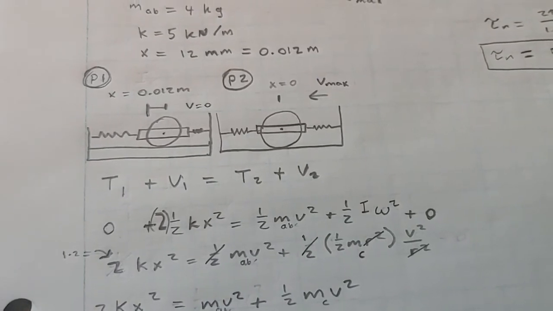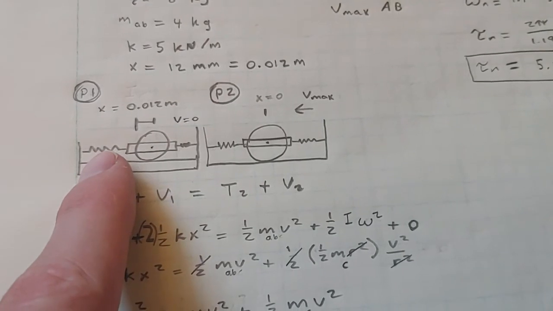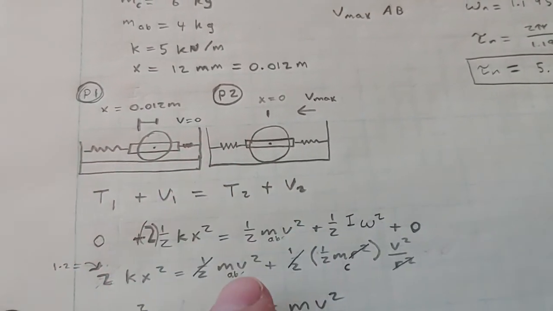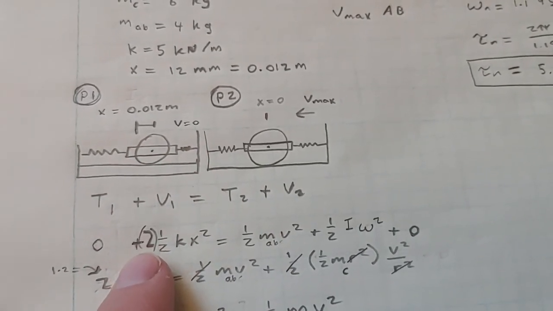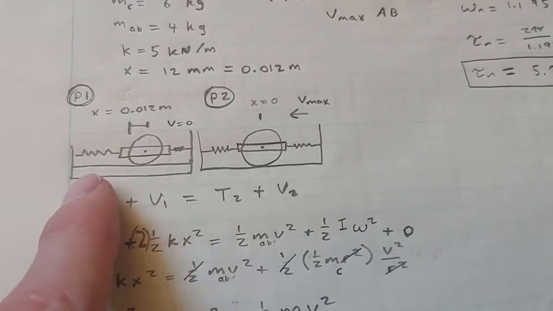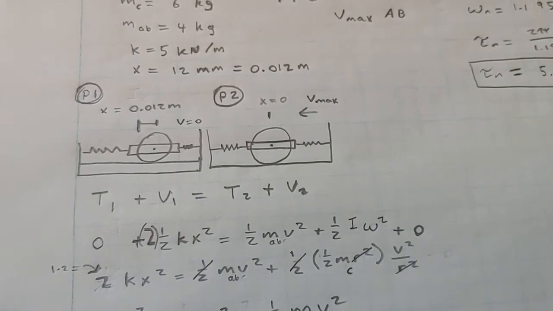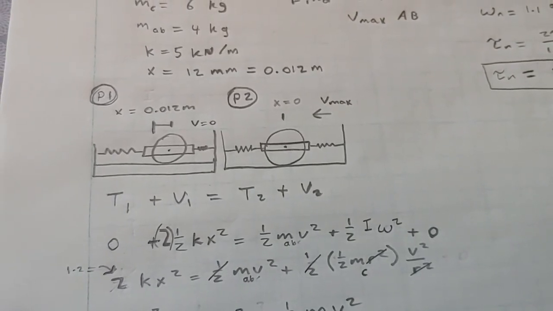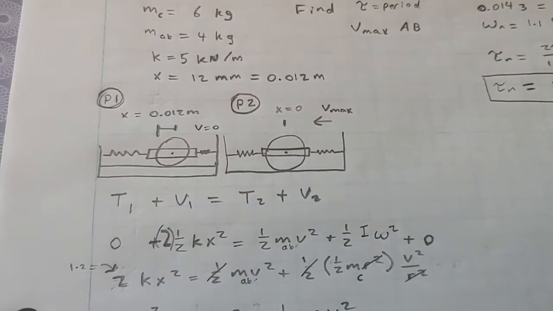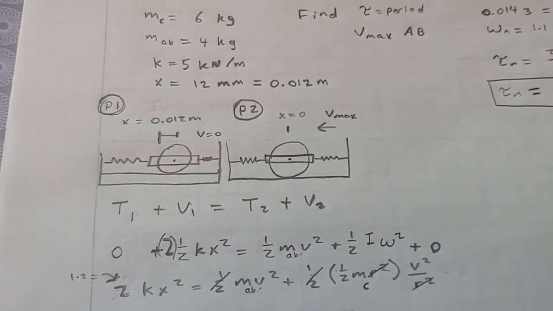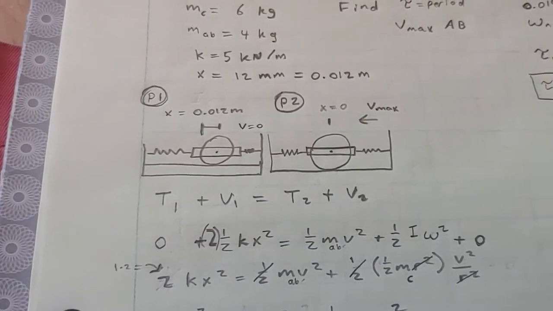1 over 2 kx squared, and since both springs, spring 1 and spring 2, are being stretched out, we're going to take this potential energy and multiply it by 2 because there are 2 of these potential elastic energies. Our kinetic energy in position 2 is 1 over 2 mv squared, and we have to remember that this is the mass of AB.